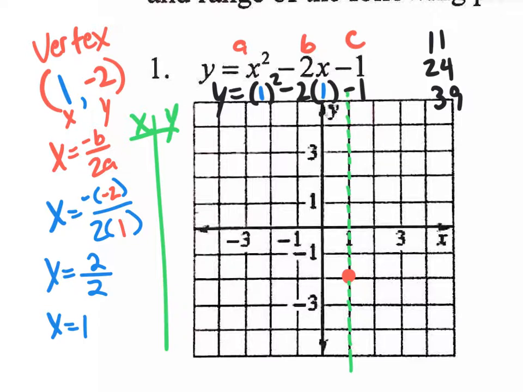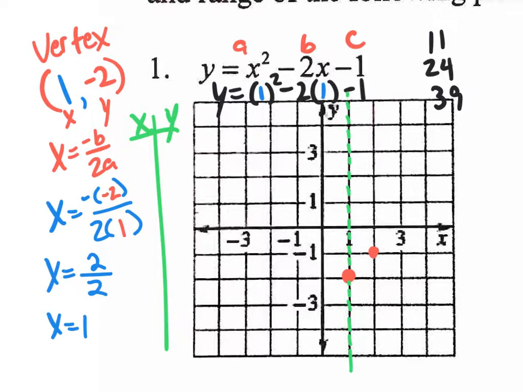Now let me ask you this, guys. We already know that the vertex is the highest or the lowest point, right? So does the parabola open up or does it open down? Up, because the A value is 1. Okay, so it opens up. So I know it's going to be going up with this pattern. So let me do this. 1 over and 1 up. Right? The 1, 1, that means 1 over and 1 up. Put a dot right there.